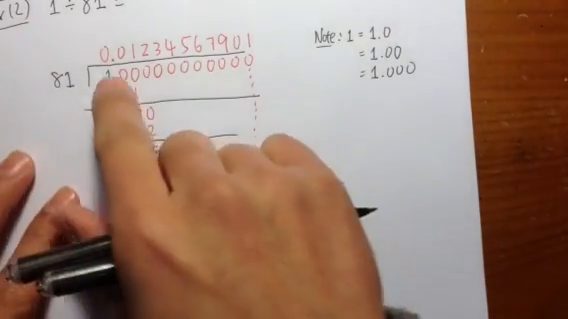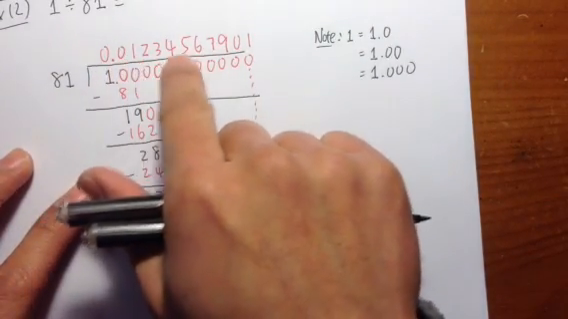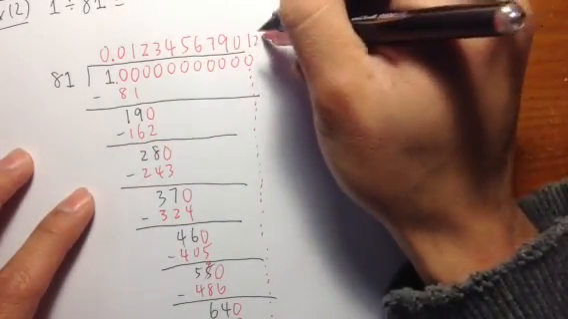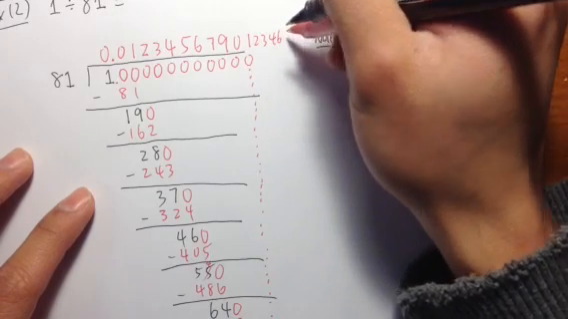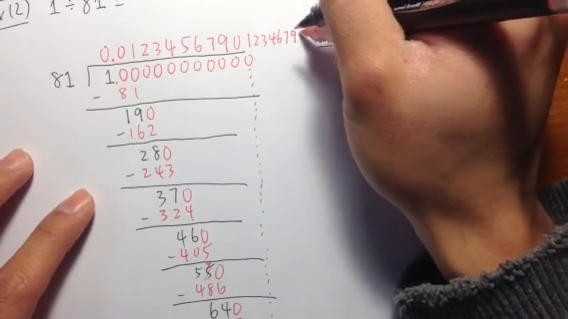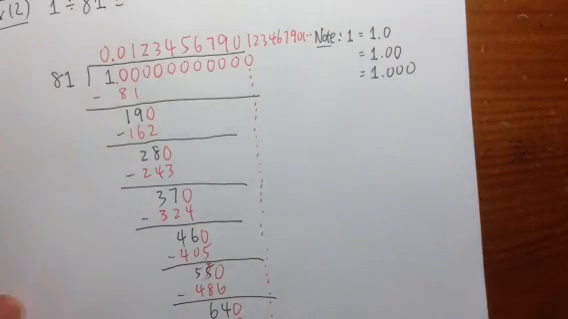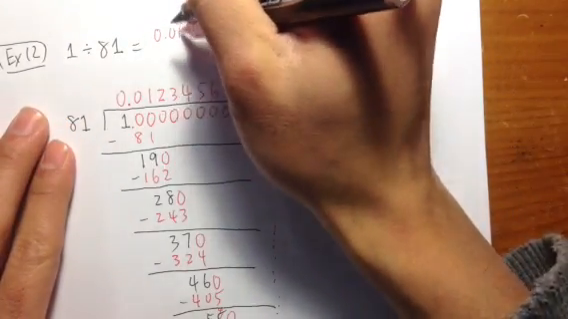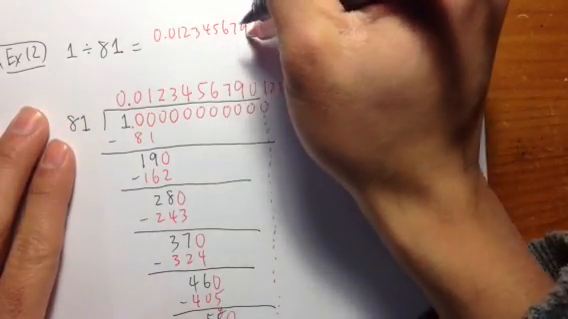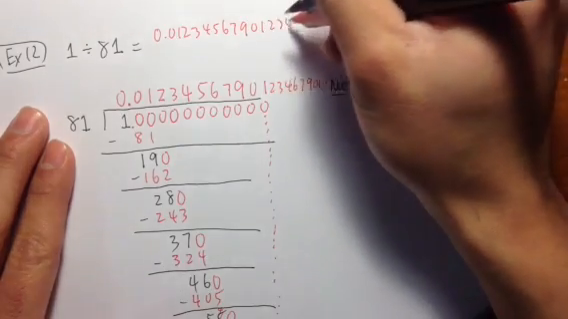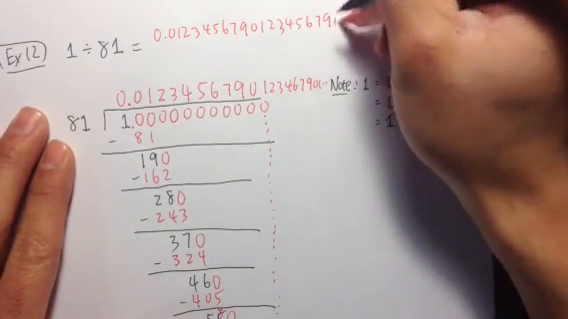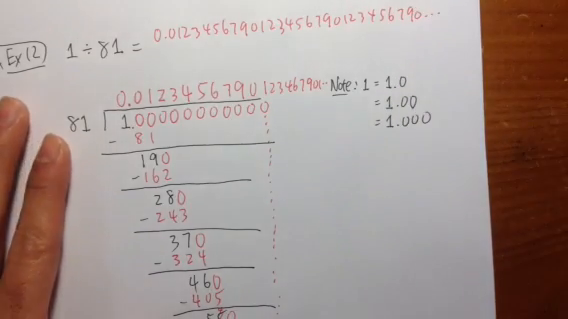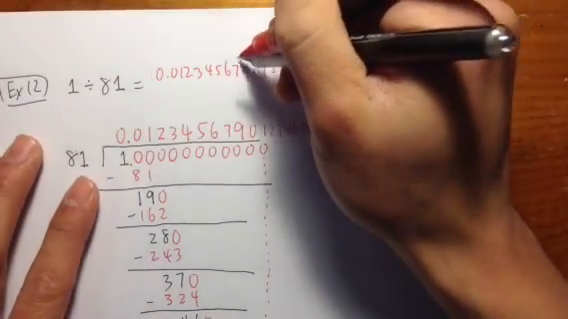So it looks like my answer is going to be 0.01234567 9 0 1, and the next one will be 2 3 4 6 7 9, and then 0 1, and so on. 1 divided by 81, to our surprise, is 0.012345679, 0.1234567 and 0 and so on. Okay, the 8 is missing.